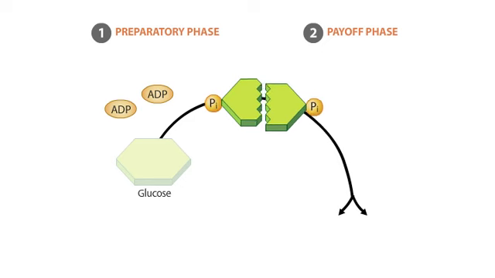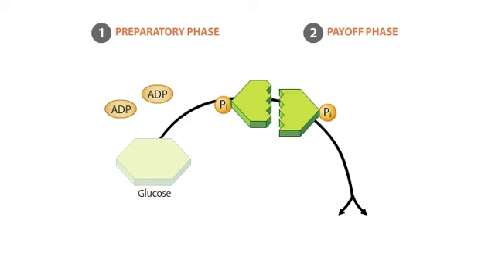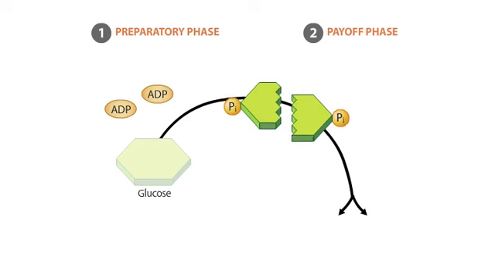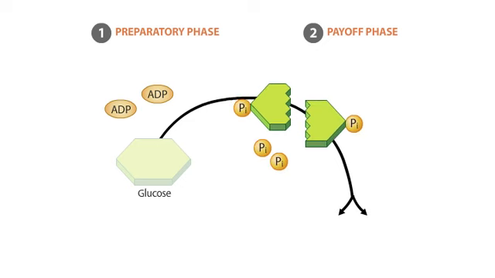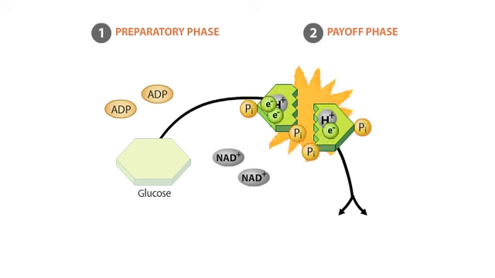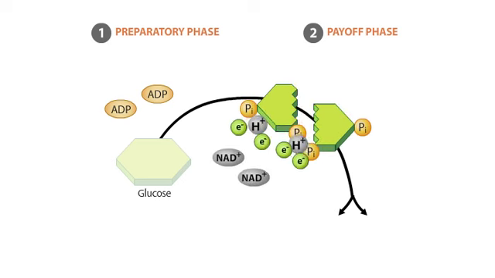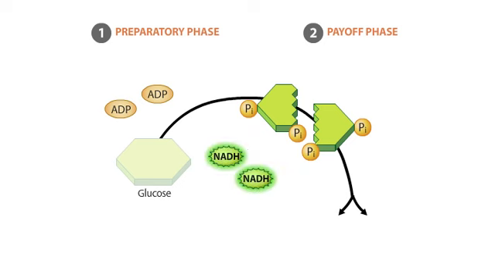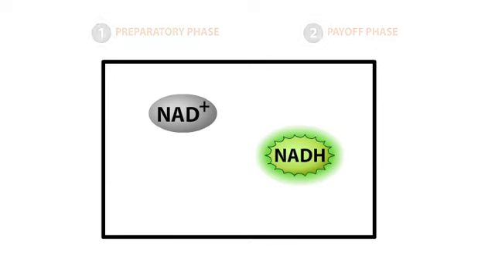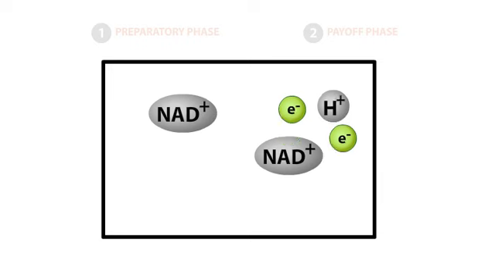In the payoff phase, three reactions now yield energy. In one reaction, each of the halves from glucose is attached to a high-energy phosphate group, and each donates high-energy electrons, along with protons, also called hydrogen ions, to electron carriers called NAD+. The resulting NADH molecules are high-energy electron carriers that are used later in cellular respiration for an even greater energy payoff. The essential difference between NAD+ and NADH is that NADH carries one additional proton and two additional high-energy electrons.